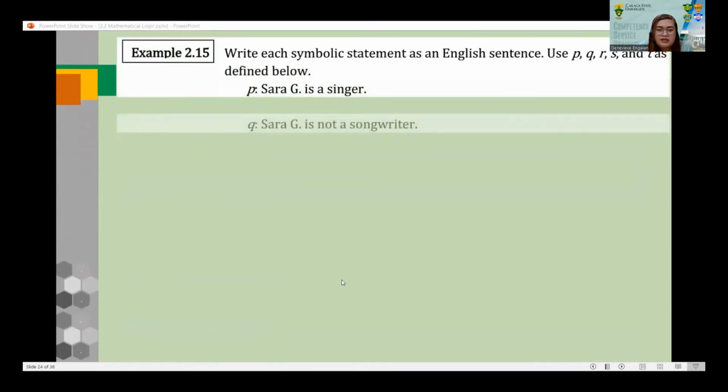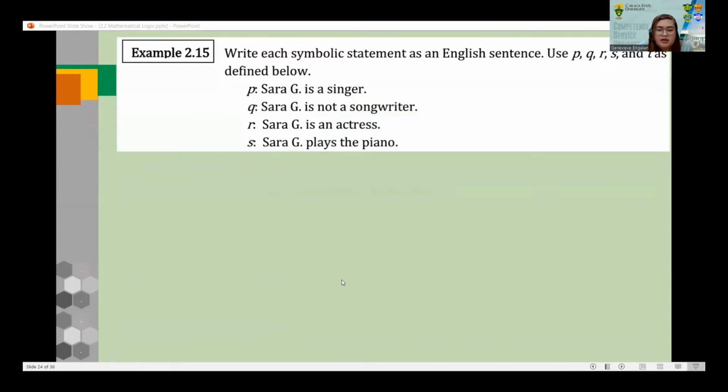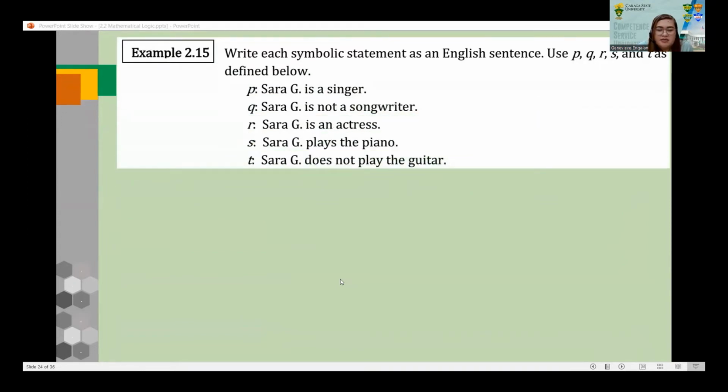Okay, so let's have an example. Let's write this in symbolic form, in English sentence. So we use the statements P, Q, R, S, and T for these. So we will write it down in English sentence. We have P or R and Q. So what is that?